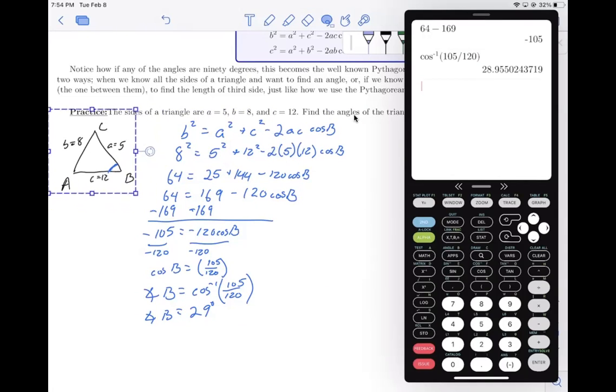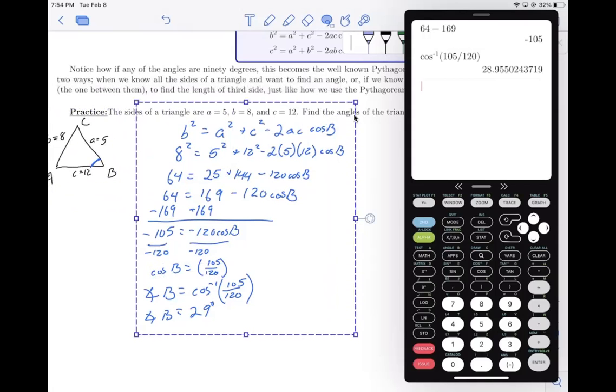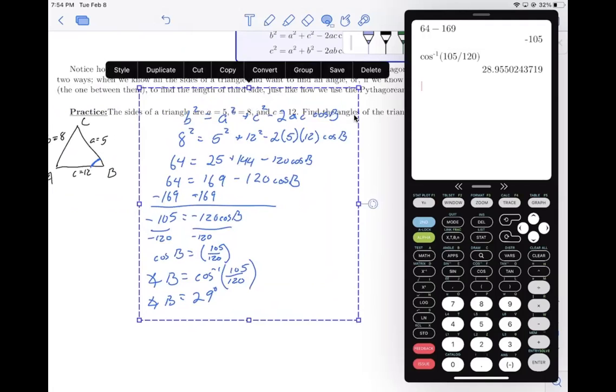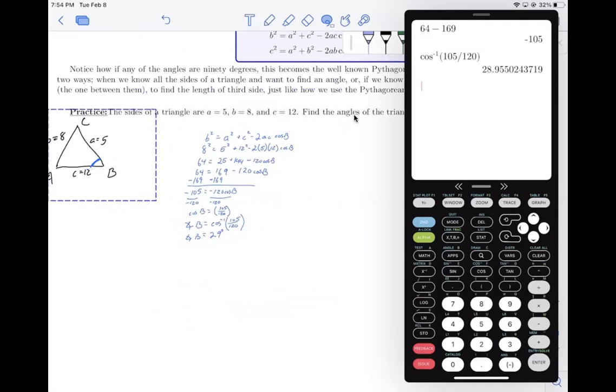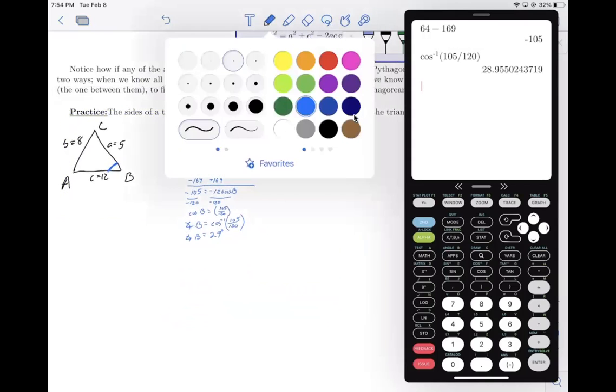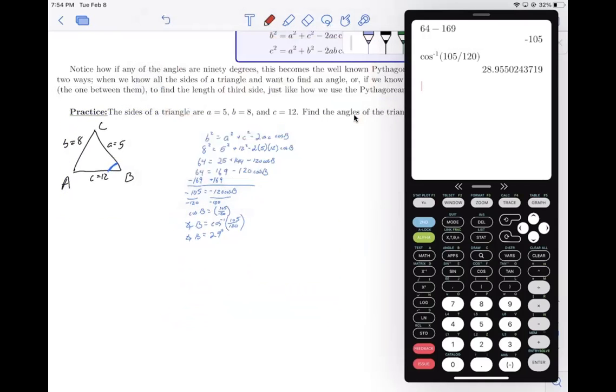If we wanted to find all of the angles of the triangle, what we would need to do is use the law of cosines again. We need to use it now for a different angle. So let's go ahead and do that. Let's do this one for angle C, and I'm going to set this one up and sort of jump ahead to the answer just in the interest of time.